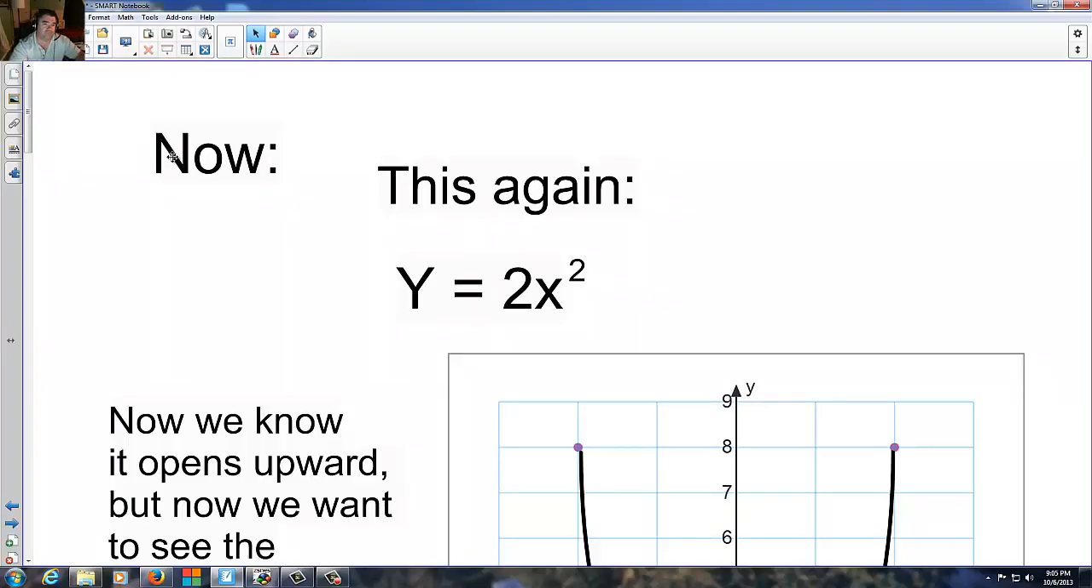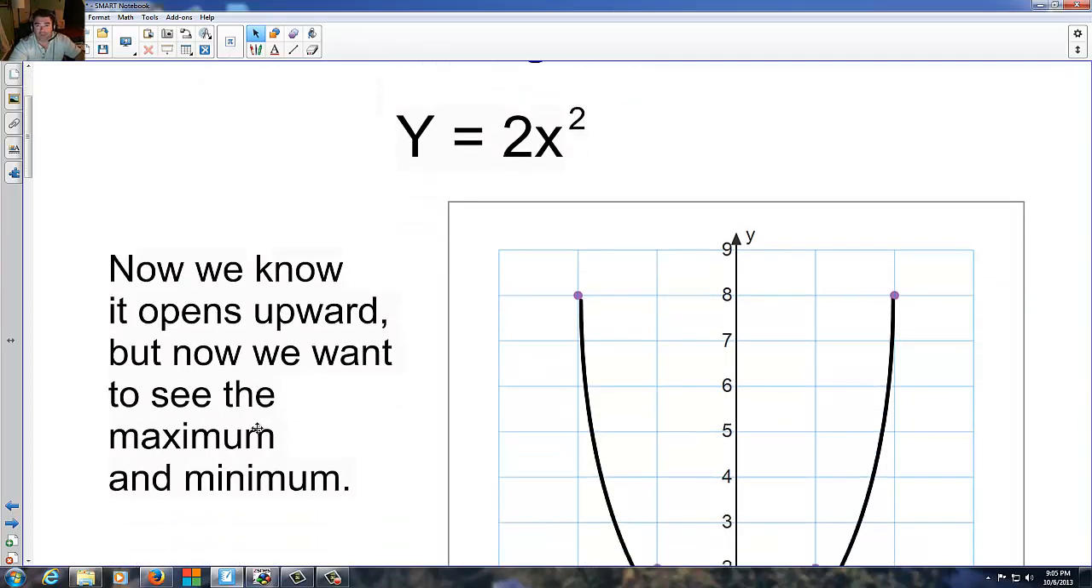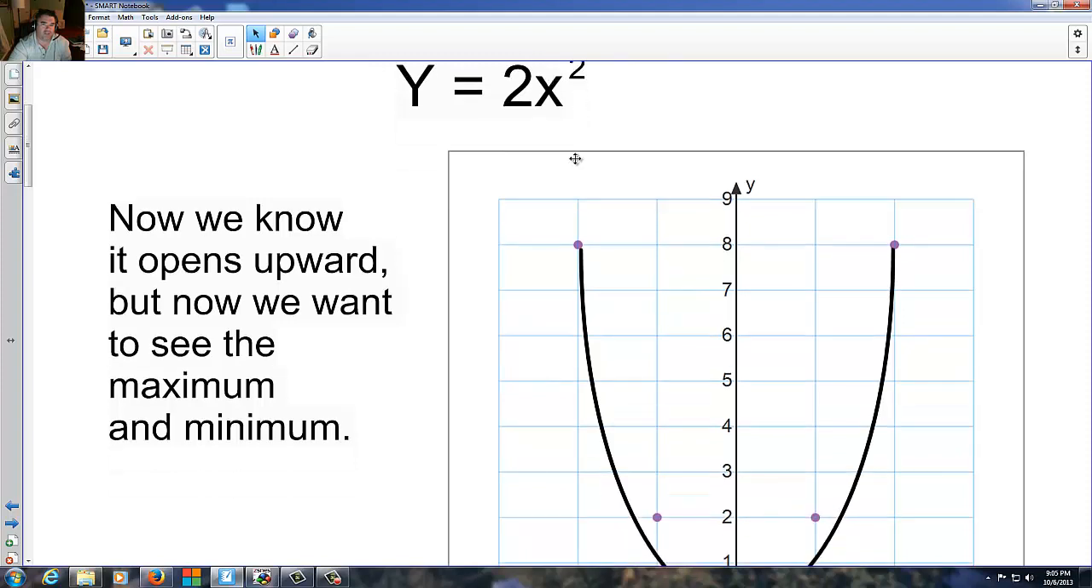And back. Now, this again, y equals 2x squared. So now we know it opens upwards, but now we want to see the maximum and minimum. When I say maximum and minimum in this case, we're just going to talk about the y value. We talked a little about the x value before, and we'll get back to it. Right now, I just want to know what's the maximum and minimum of the y based on possible x's I can use. Well, 2x squared, take a look here.